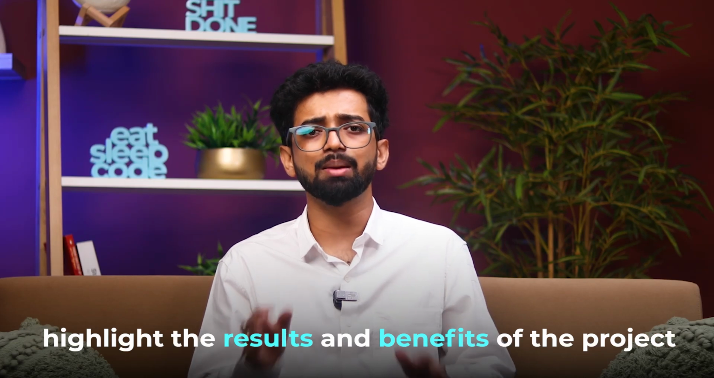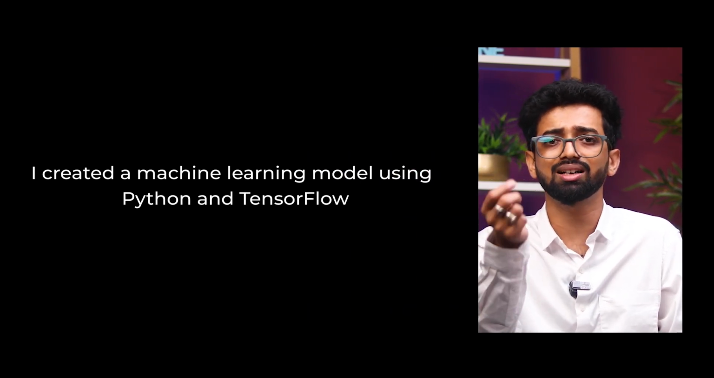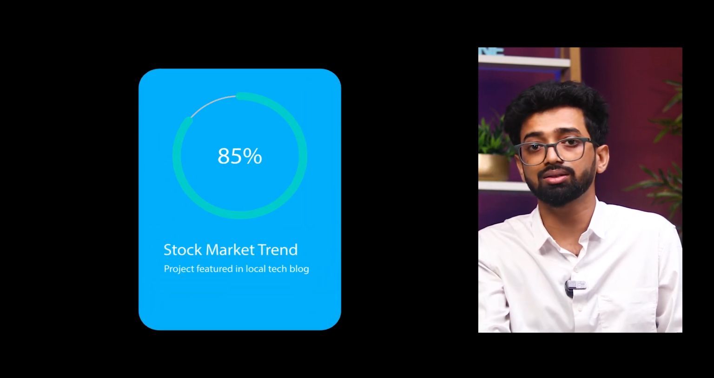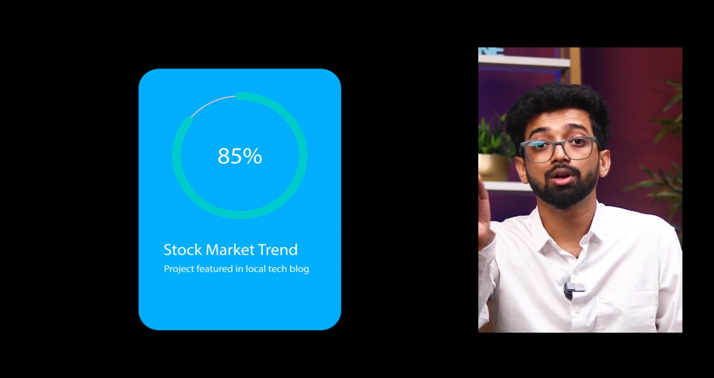The next section of your tech resume should be the project section. It will include your personal projects, and these projects of yours will show your passion and initiative. Write about your role in detail and explain what technologies you used and what you accomplished. And most importantly, highlight the results and benefits of the project. Here's an example for you. It will start like this: I created a machine learning model using Python and TensorFlow that predicts stock market trends with 85% accuracy. Project featured in a local tech blog, or whatever the website.